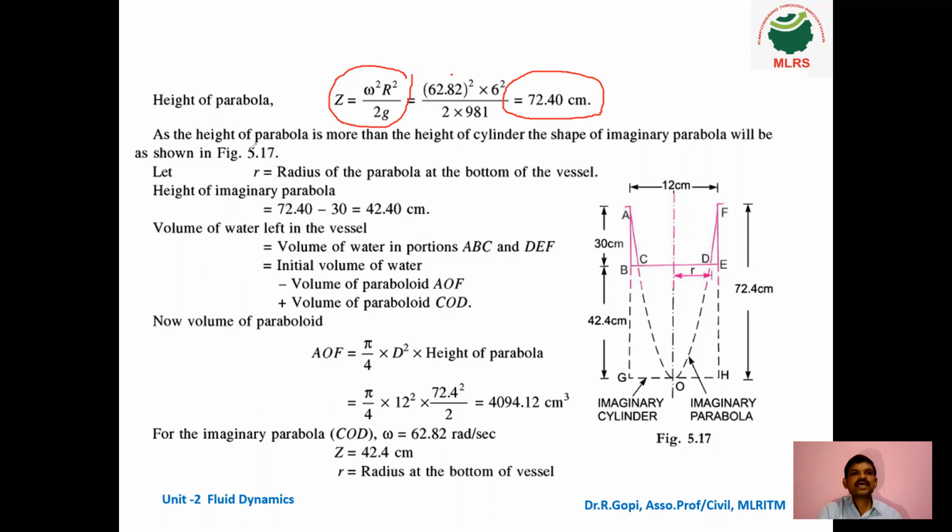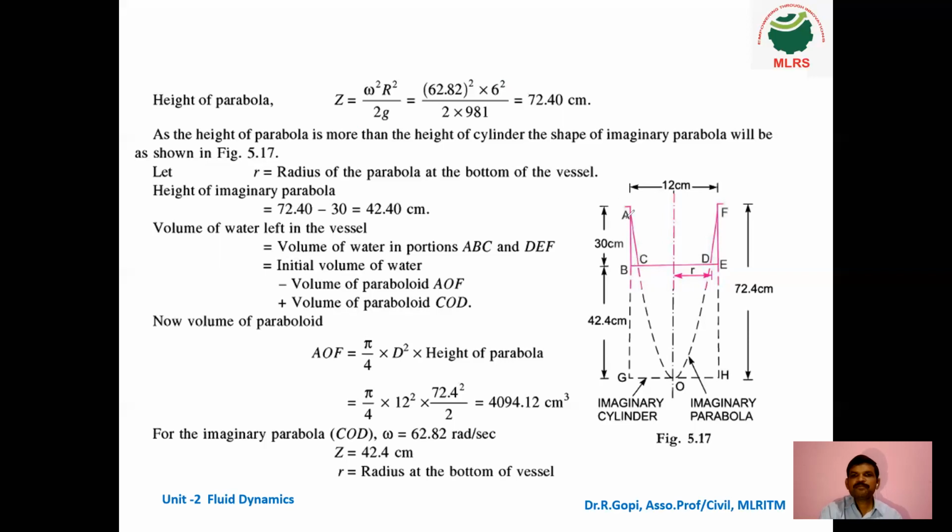As for the height of the parabola, now imagine this is the actual container, but the parabola depth is this one. So this height is 72.4. Assume that this is the actual line of the parabola. The container bottom is this B. This line is an imaginary line.